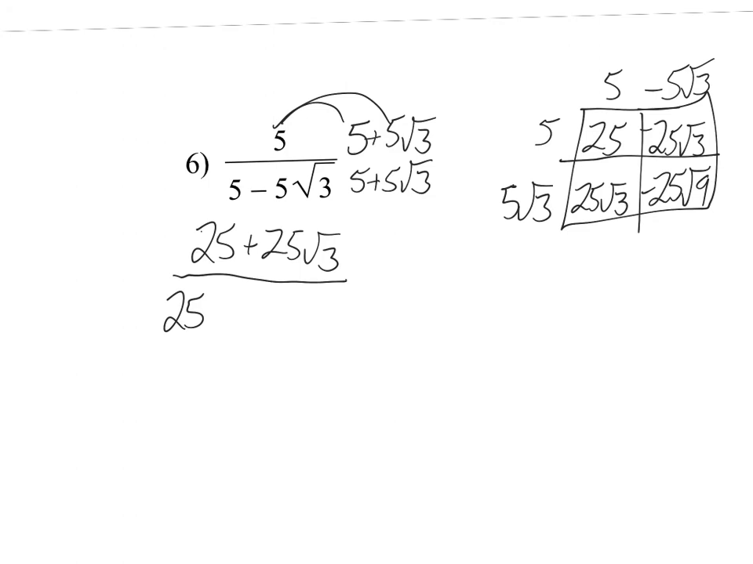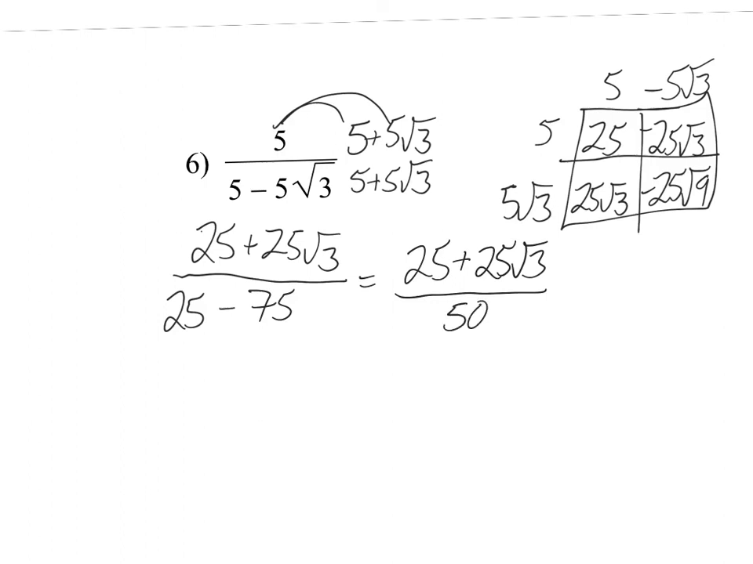Okay, so that gives me 25 minus, what is 25 times 3? 75. So that tells me that I have 25 plus 25 radical 3 over 25 minus 75 gives me 50. And then we can simplify this down, and both these 25s go into 50, so that gives me 1 plus radical 3 over 2.